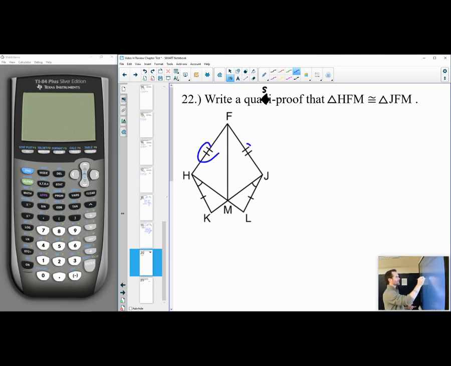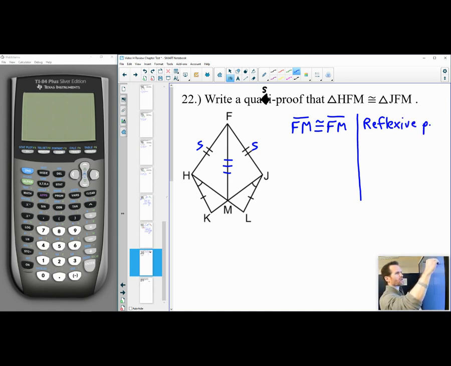I mean, we've got these two sides that are given, so we can mark them if we wanted to, a pair of congruent sides. But that's not going to be enough. Fortunately, we see the reflexive property right there. So we can add in 3. So we can say segment FM is congruent to segment FM. And that is by the reflexive property.